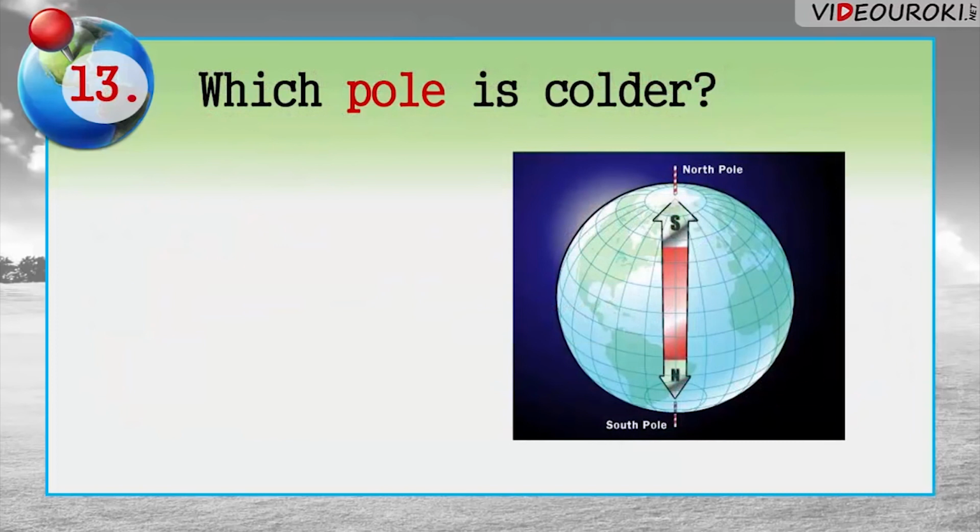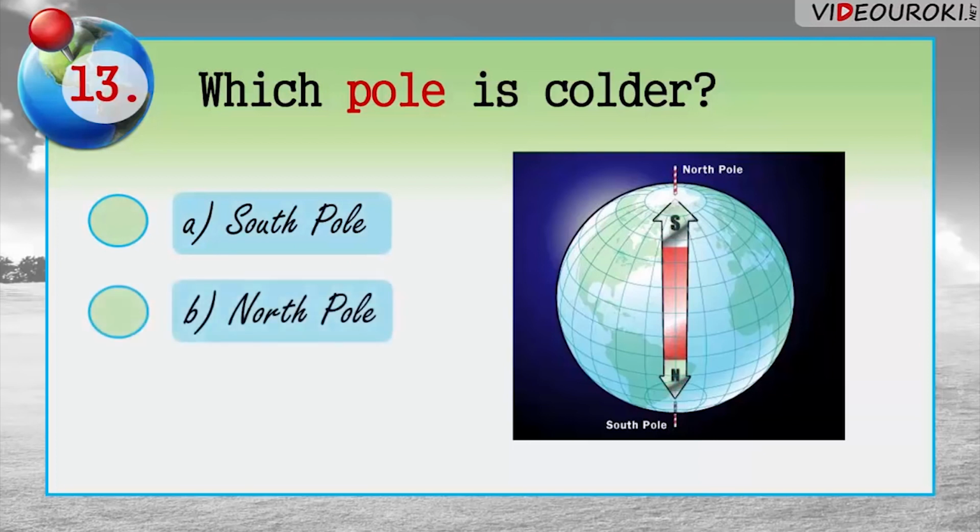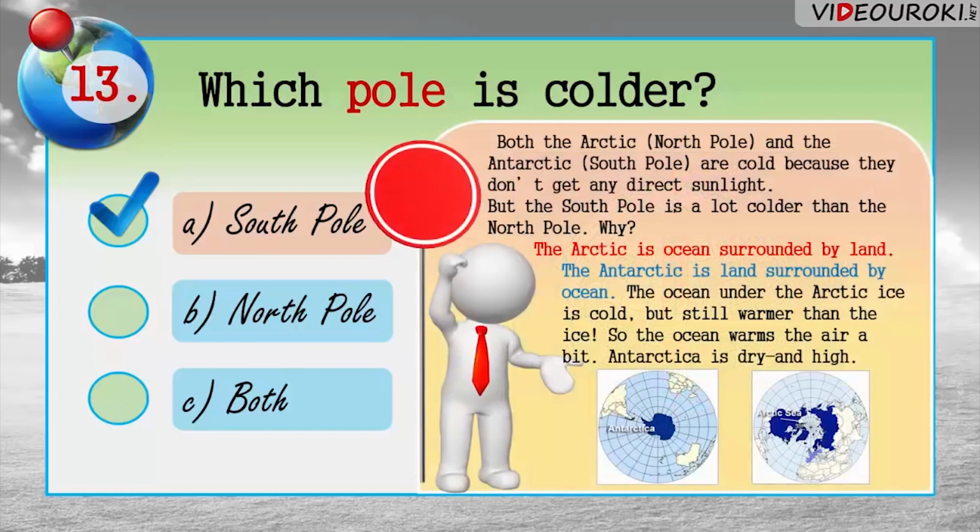Question number 13. Which pole is colder? A. South Pole. B. North Pole. C. Both. Correct answer is A. South Pole. You should know that both the Arctic North Pole and the Antarctic South Pole are cold because they don't get any direct sunlight. But the South Pole is a lot colder than the North Pole.